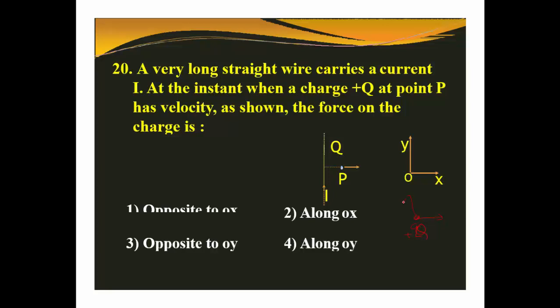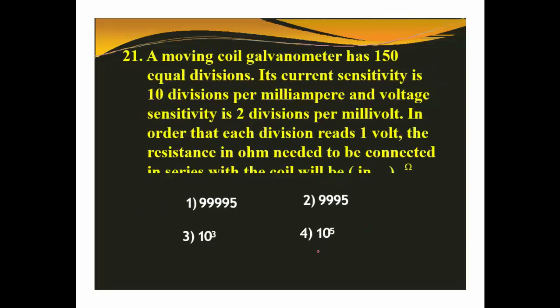The force will be along the y-axis. I do not have sufficient pictures here, so you can apply Fleming's left hand rule. The charge q is moving along the x-axis, and the magnetic field will be inward into the plane. The thumb will be upward, which means the y-axis. So the option is along OY. The net force acts along OY.